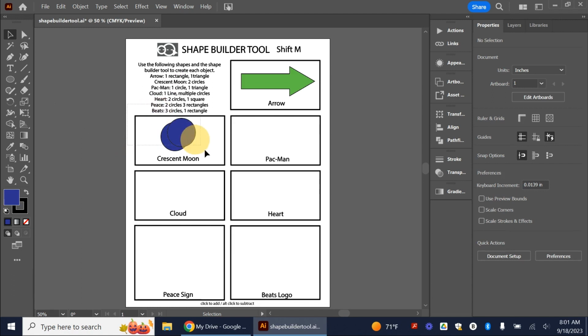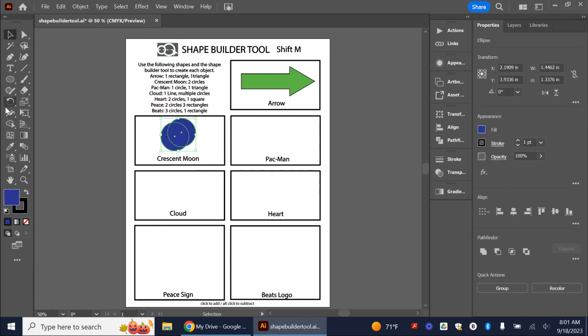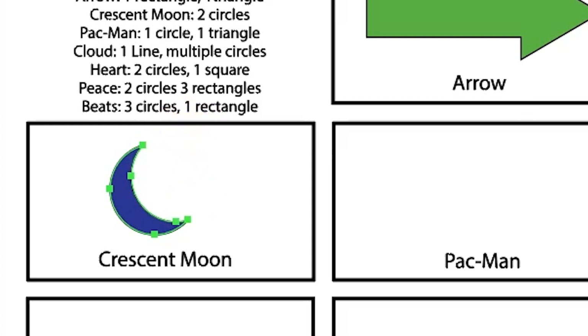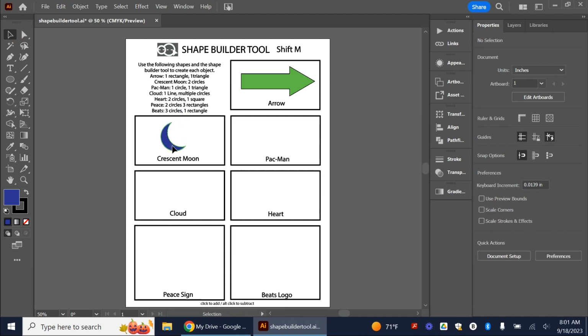So now again, I'm going to highlight over my moon shape. I'm going to get my Shape Builder tool, and this time, instead of adding, I'm going to subtract by holding down the Alt key, and I'm just going to draw through these because I don't want those anymore. And now you have your crescent moon shape.